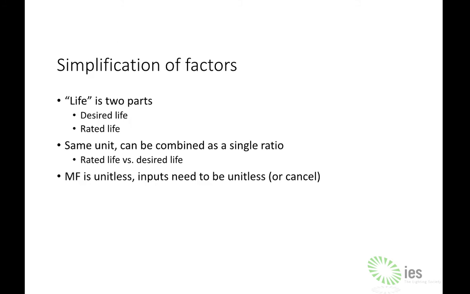I'm just going to simplify some factors as well. Life consists of two parts, and this is where I'm getting into what's the middle point. It consists of the desired life, how long you want it to live, and how long it's rated to live. The two can go either direction. You can expect something to live longer than how long it's rated for. But because it's just hours, we can combine it in a single ratio. It gets rid of the hours bit, it just turns into a percentage. Because a maintenance factor is a unitless number, it either needs to cancel out within our calculation or at the start. I'm just cancelling it out at the start.